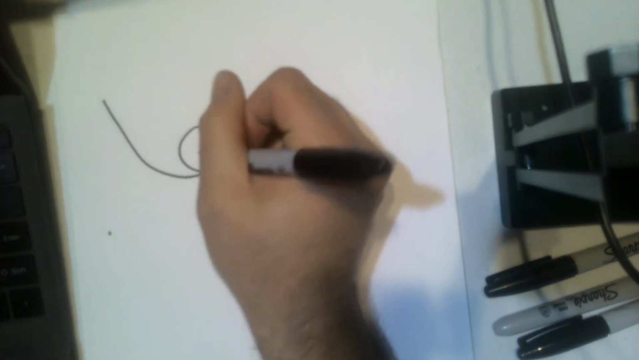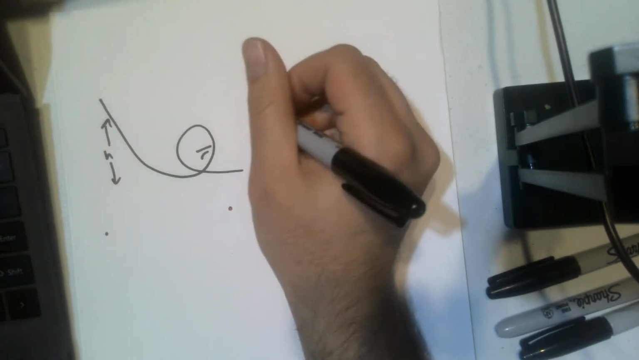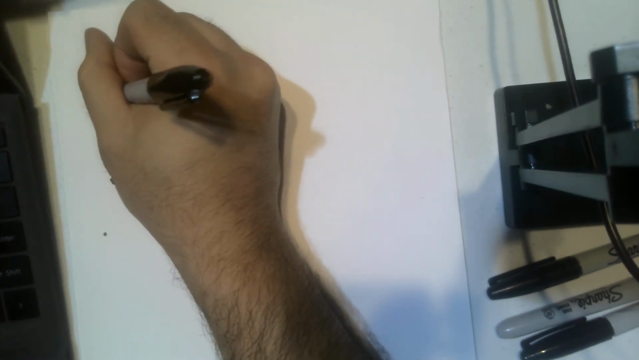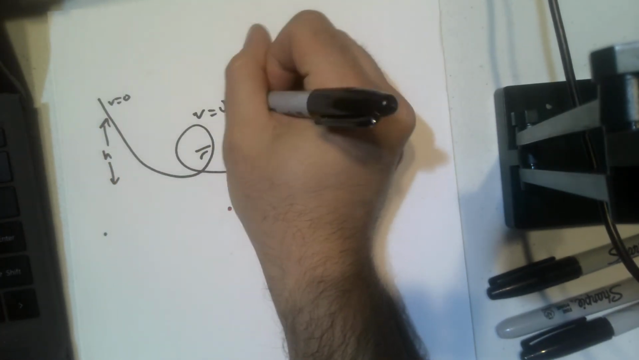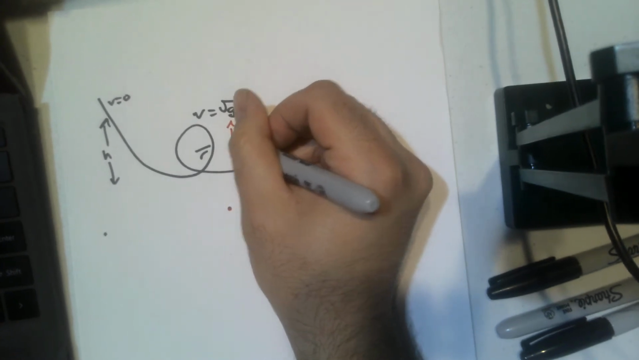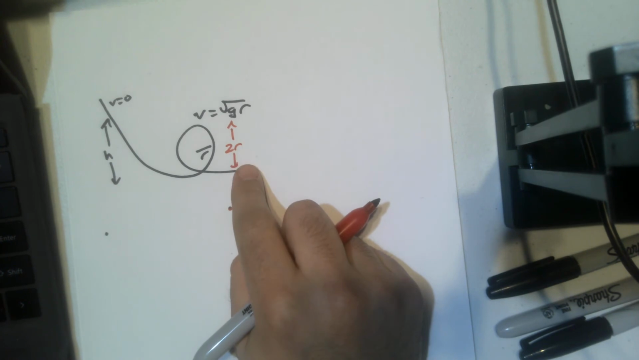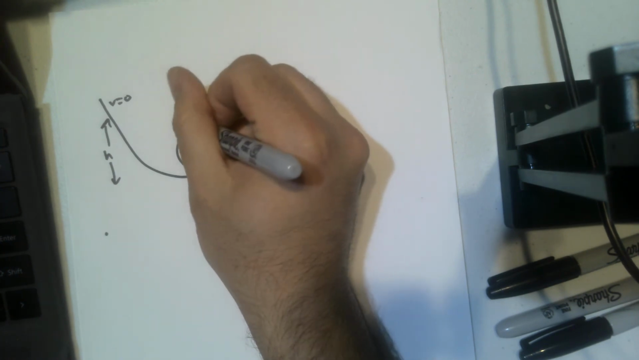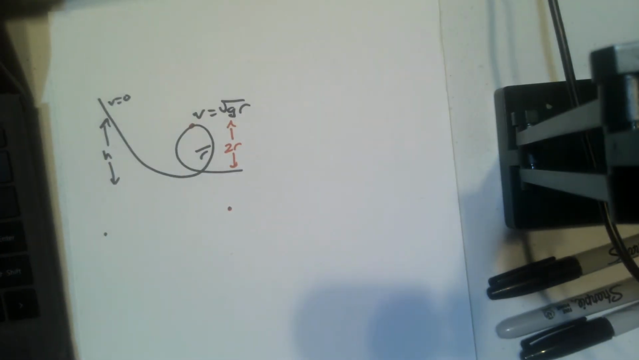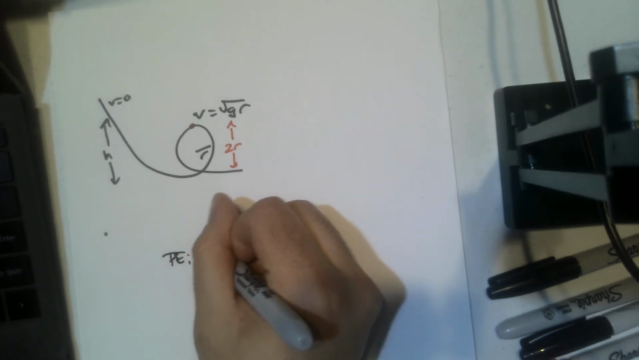So here's our loop of radius R. We're going to release from some height above it. We'll call it H. And essentially, we know our v here. We're going to release from rest here, v equals 0, and our v here is √(gR). And we also know the height of the loop in terms of R, and that's going to be important because that's going to get us our height in terms of R for the height over here. So our height here at the top of the loop is 2 times the radius of the circle.